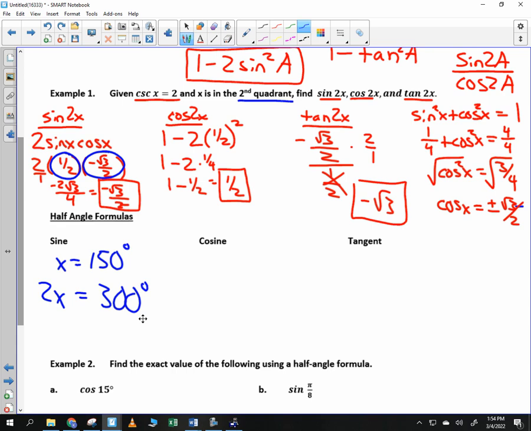Which quadrant is 300 in? Fourth quadrant. Is sine positive or negative in the fourth quadrant? Negative. Is cosine positive or negative in the fourth quadrant? Positive. Is tangent positive or negative? Negative.